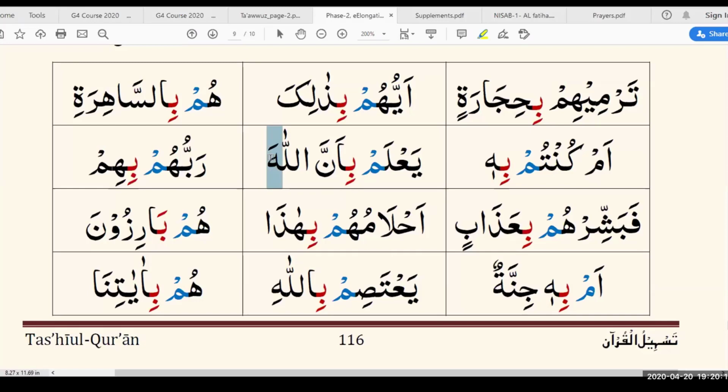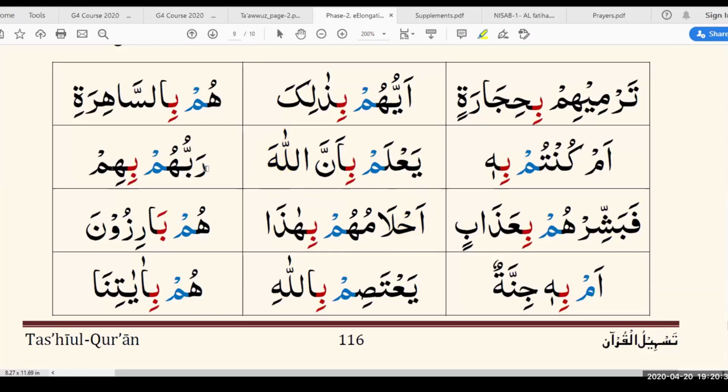Make sure that this is not pronounced like the letter ha. This is a thick letter. This is not a thick letter. Bi Allah. Okay. Bi anna Allah. Okay, yeah, that was better.